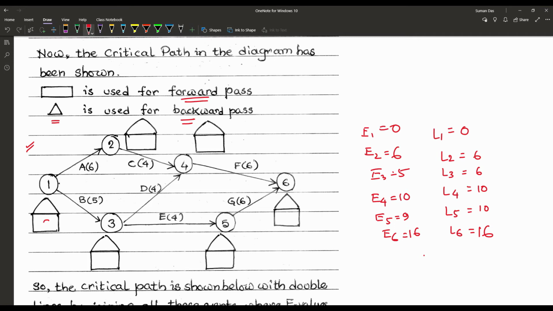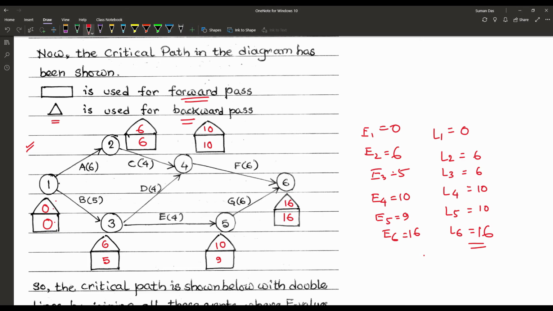So E1 is 0, E2 is equal to 6, E3 is equal to 5, E4 is equal to 10, E5 is equal to 9, and E6 is equal to 16. And L6 is equal to 16, L5 is equal to 10, L4 is also 10, L3 is 6, L2 is 6, and L1 is 0.